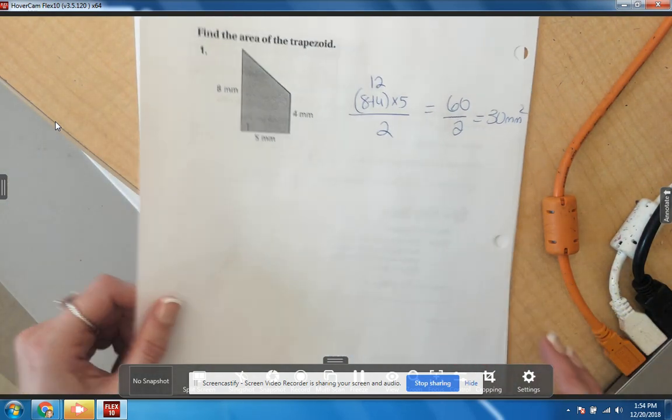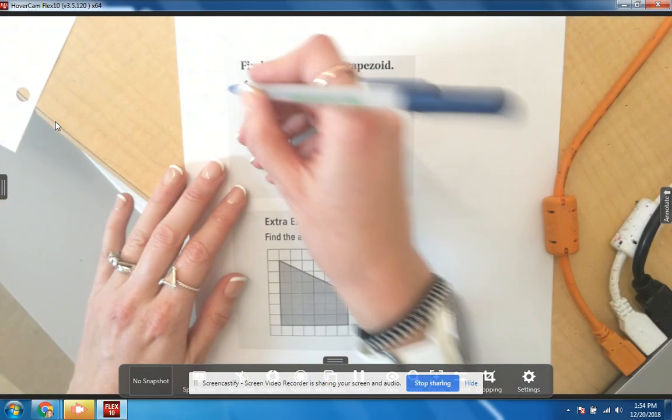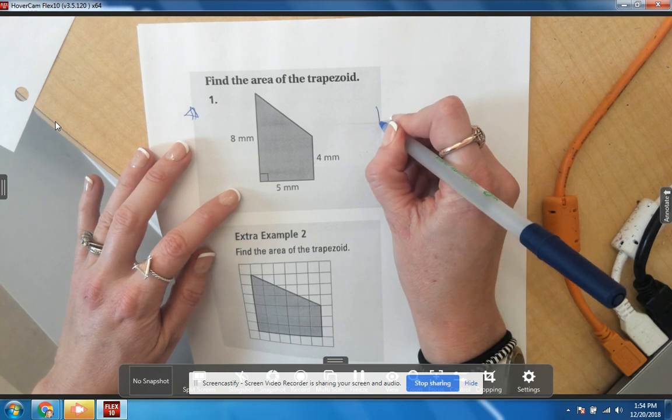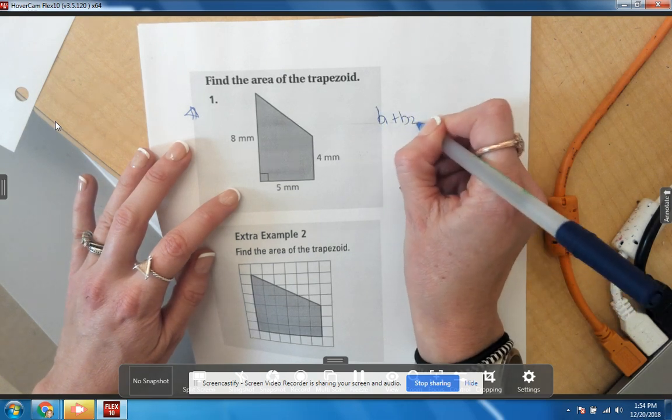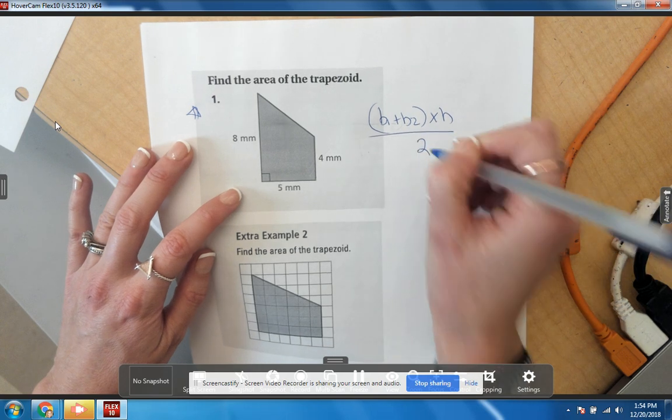Okay, so I'm going to have you make sure you did this one with me, and we're going to try some others. You can do them in the back, the bottom of your notes. So I'm going to have you pause and try this one. So just to remember, it's the base plus the other base, big base plus small base, times the height, and then divide your answer by 2.